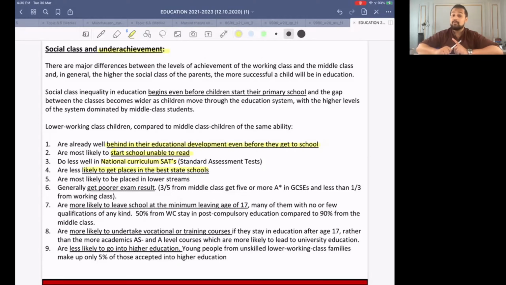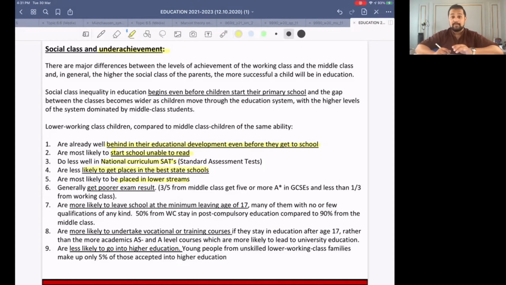Number five, they're most likely to be placed in lower streams. Number six, they generally get poor exam results. 3 out of 5 from the middle class get 5 or more A* to C in GCSE, and less than 1 out of 3 from the working class. We have statistical support over here. Number seven, they're more likely to leave school at the minimum leaving age of 17, right? Remember, that is when children in the UK do get an option of leaving school if they want to, right?